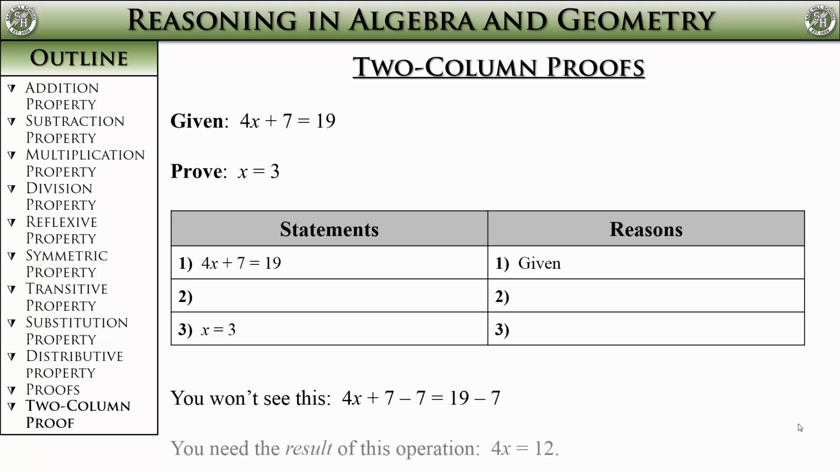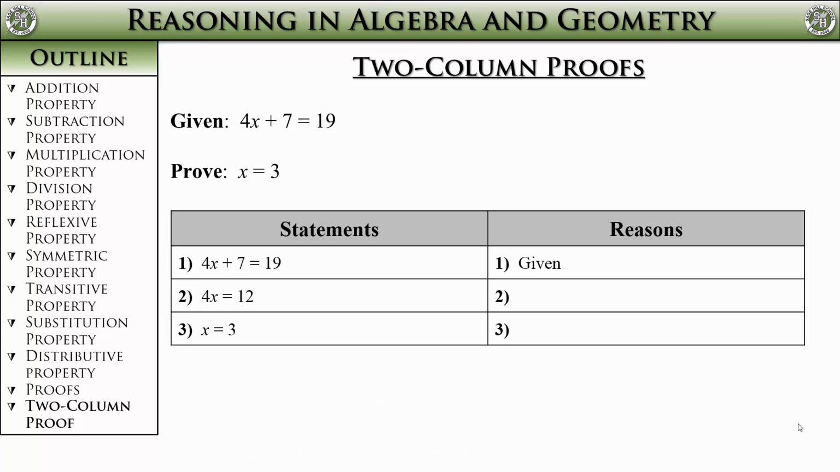In the proof, we need the result of that operation. We take the result of that operation and put it in as statement number 2. Now we need to justify that step. We need to give a reason for why we could go from 4x plus 7 equals 19 to 4x equals 12. So what did we do? We subtracted 7 from both sides of an equation.